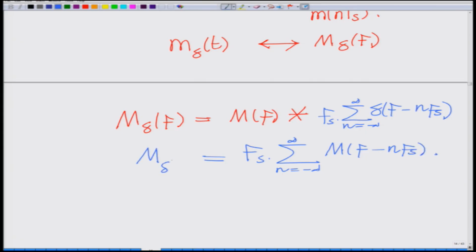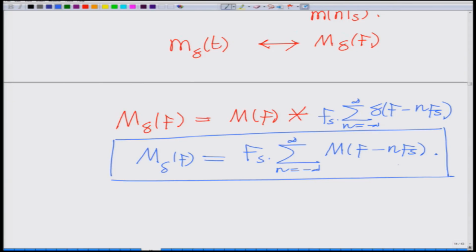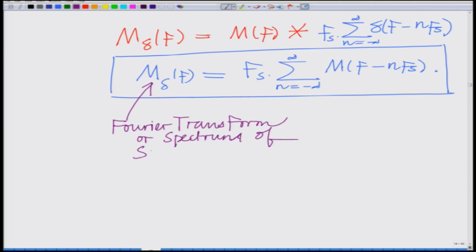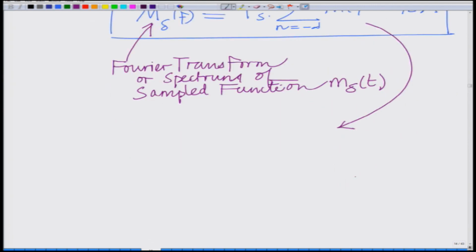So, this is your M_delta(f), this is the Fourier transform of the sampled function, okay, or basically the spectrum of the sampled function m_delta(t), and if you write this, what you will see is that Fs is a scaling factor, and M(f), the original spectrum, is shifted to each nFs, that is M(f minus nFs), shifted to every multiple of the sampling frequency, and the sum of all these spectral copies.